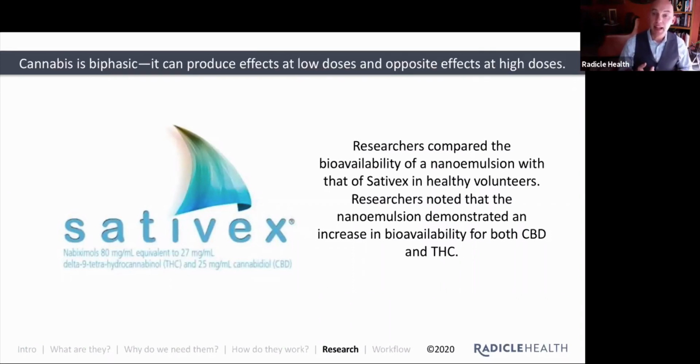The Cmax for the nanoemulsion in this study was 1.6 times higher than that for the equivalent dose of Sativex, for both THC and CBD. The nanoemulsion time to maximum concentration was significantly shorter for both CBD and THC, 1.3 hours for the nanoemulsion versus 3.5 hours for Sativex. So this was another study where the researchers noted that the nanoemulsion demonstrated an increase in bioavailability for both CBD and THC, and they concluded that this relatively faster absorption and improved bioavailability compared to Sativex justifies further larger scale clinical trials with this formulation. And for the research, that's really about it.